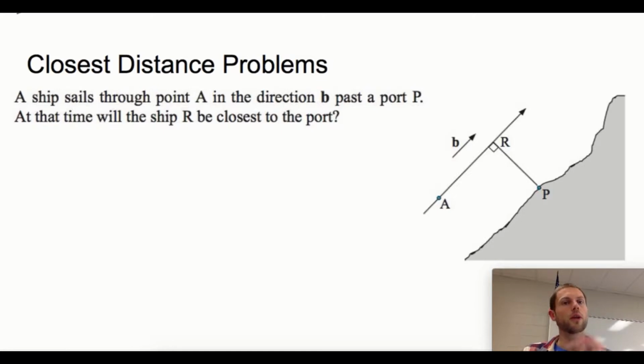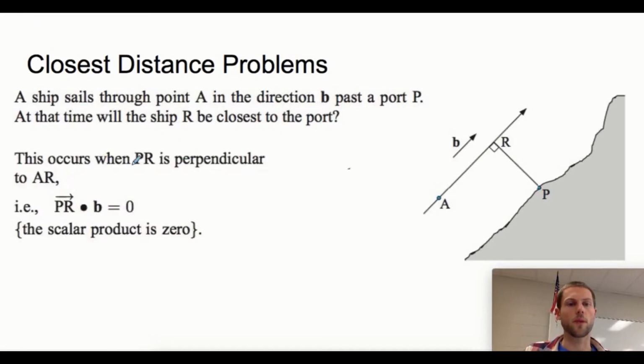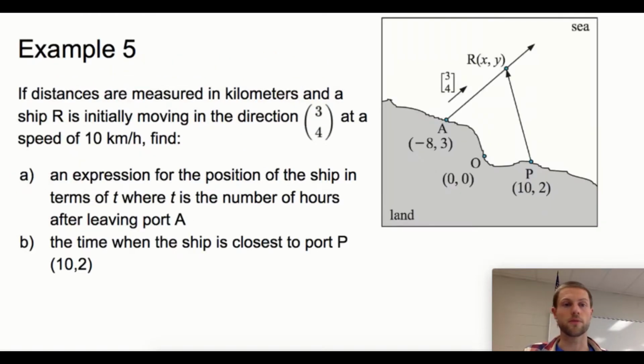So how do we relate this to vectors? Well, when PR is perpendicular to AR, we can talk about the dot product, right? We know how to find perpendicular vectors. If vector PR dot the direction vector of my motion is equal to 0, then the scalar product must be 0. Therefore, these must be perpendicular. So let's keep that in mind: perpendicularity and dot products equaling 0.